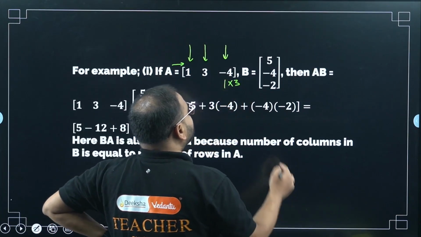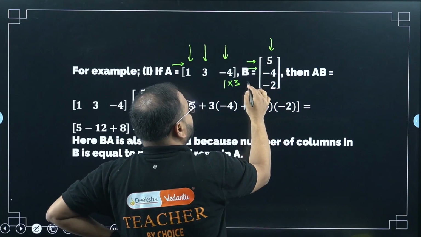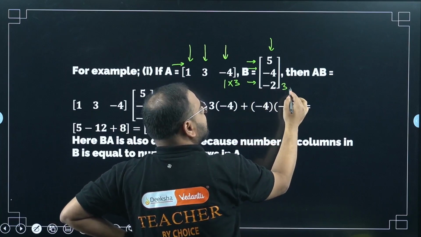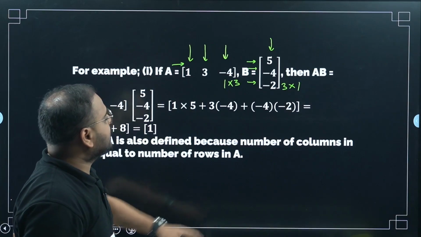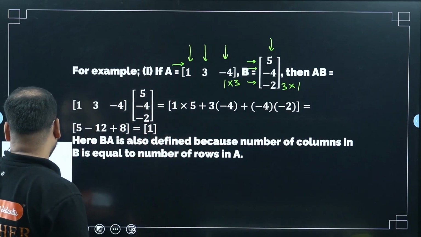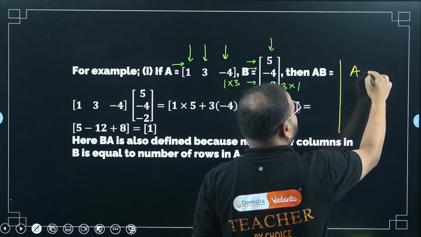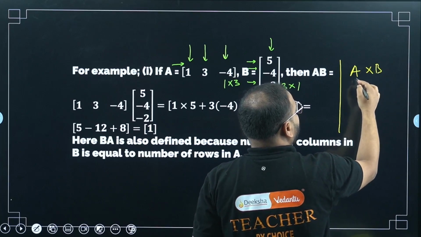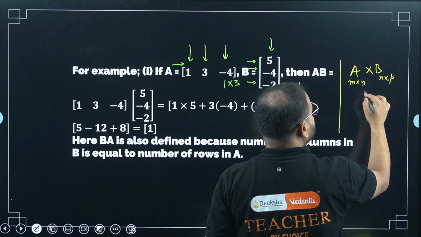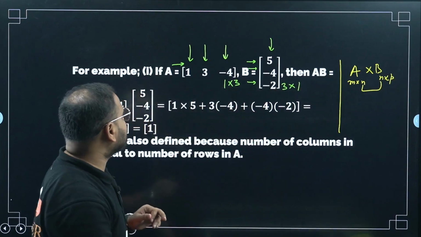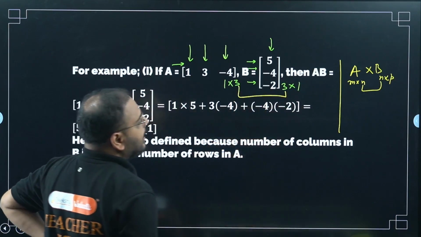What about B? B has only one column, but the rows are 3: 1, 2, and 3. So rows are 3 and column is 1. Now check here carefully. When I am trying to multiply A and B, M cross N and N cross P, these two N and N have to be equal. Check here please. N is 3 here and N is also 3 here.